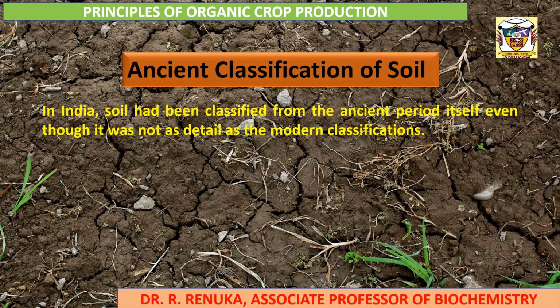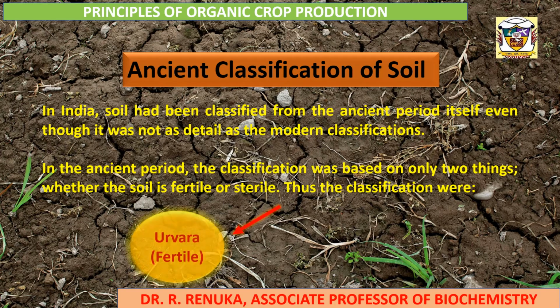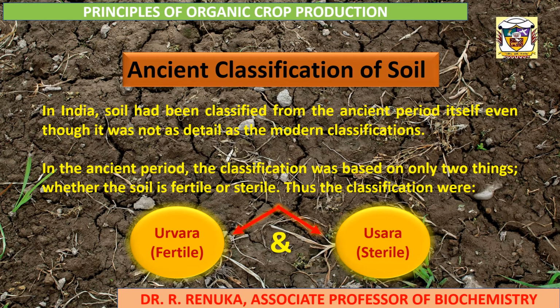In India, soil had been classified from the ancient period itself, even though it was not as detailed as the modern classification. In the ancient period, the classification was based on only two things: whether the soil is fertile or sterile. Thus, the classification was Urvara, which means the fertile soil, and Usara, which means sterile soil.